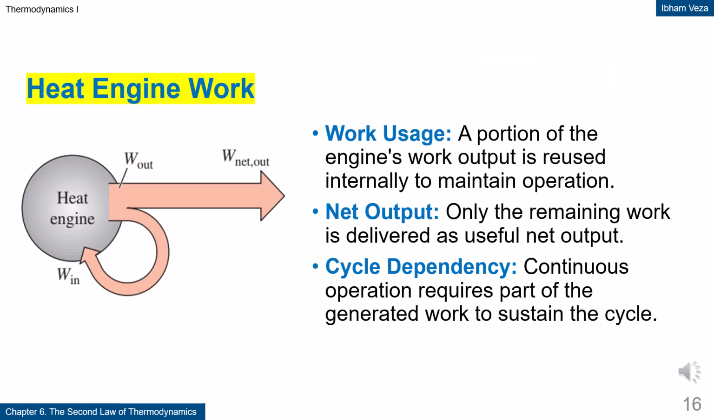Heat engine work. Not all the work produced by an engine can be used as net output. Part of the work must be reused to operate internal components of the system. Only the remaining part becomes the net output to the outside. This shows that even at the system level, there are always internal needs that reduce the net output. This concept is important when calculating real engine performance.